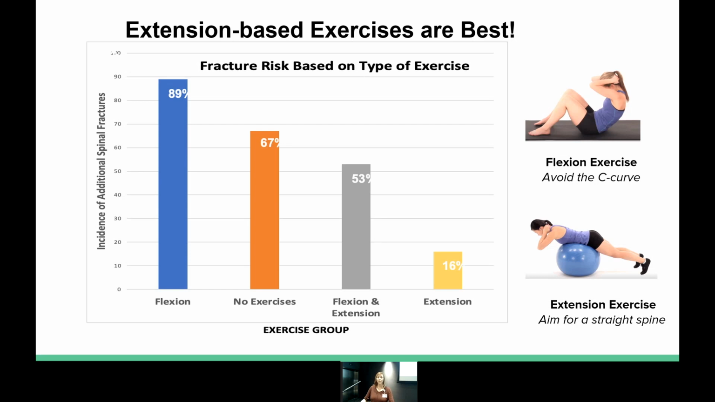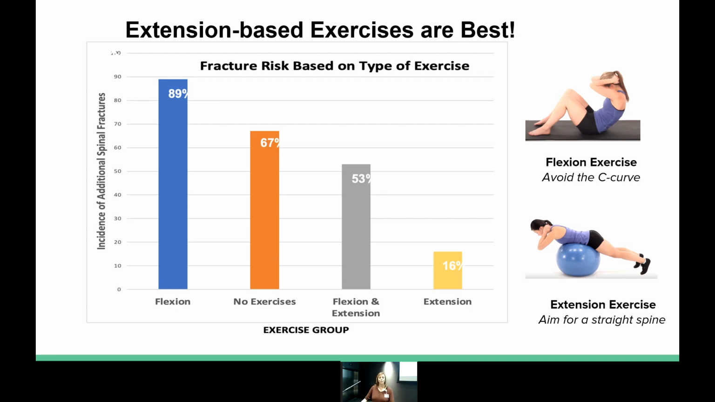So the most important point I want to make here with this study is basically shown in the results depicted in the figure. The participants who did the flexion-only exercises, the blue bar, had the worst outcomes. 89% went on to have an additional fracture in their spine. They were actually worse off than the people who did no exercise at all, the orange bar. 67% of that group suffered an additional fracture.